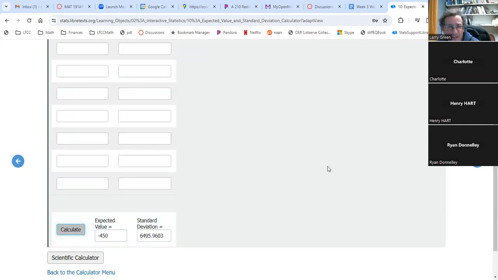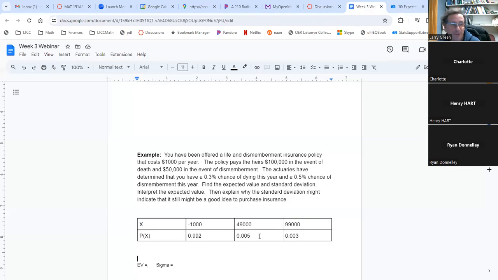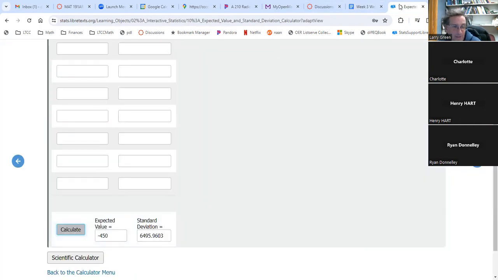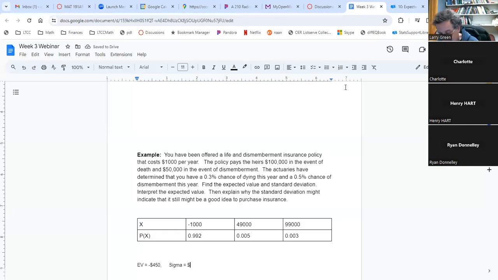The expected value is negative $450. Standard deviation is $6,495.96. So we have negative 450, and our standard deviation was, let's look at it again, 6495.96. And I stuck the dollar sign because it's another example with dollars. Not all expected values are money, but these examples are. It's more fun.